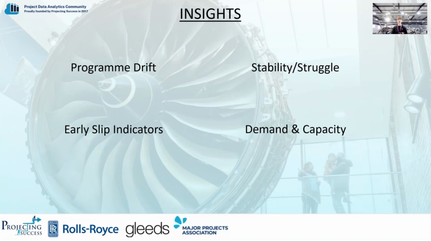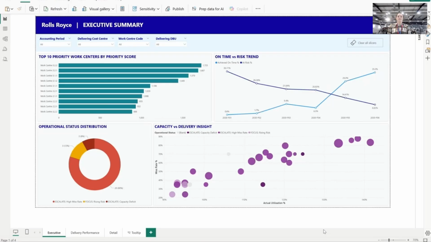So we'll be discussing some insights of our own dashboards that show program drift, early slip indicator, demand and capacity insights, and stability / struggle. This dashboard provides a structured view across the organisation, combining activity outcomes with capacity data to show not just what is happening, but why it's happening and where action is required. It's designed in 2 layers, so an executive summary for strategic oversight and prioritisation, and a delivery performance tab for detailed investigation and action.